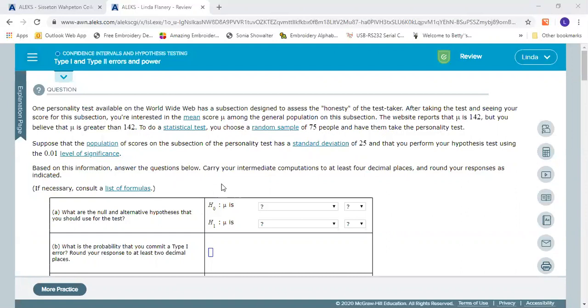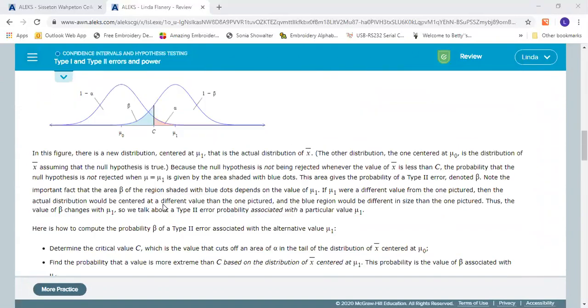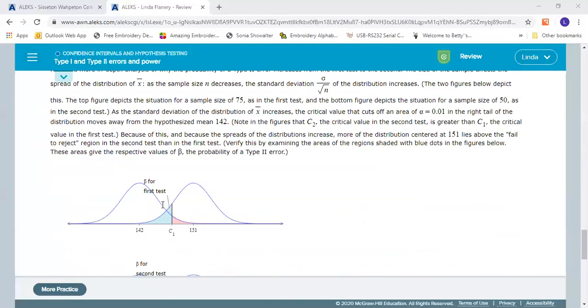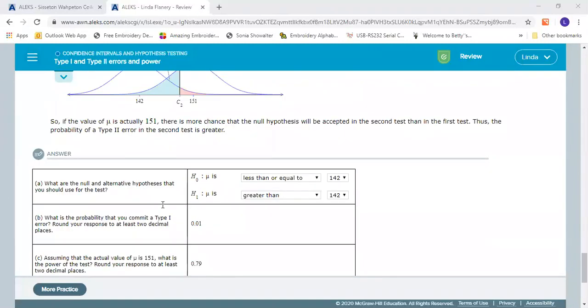So I'm going to slide down here. First of all, we're talking about that the mean is greater than. So that's going to be my alternative hypothesis. So you can see here for the alternative hypothesis, it's greater than the 142. Then the null hypothesis, since this is a greater than, would have to be less than or equal to 142. So this is going to be a right-tailed test.